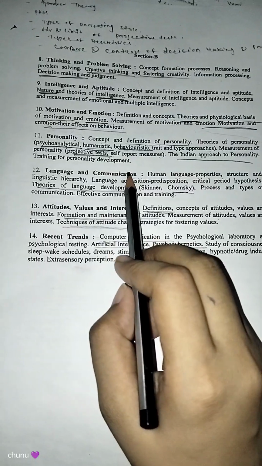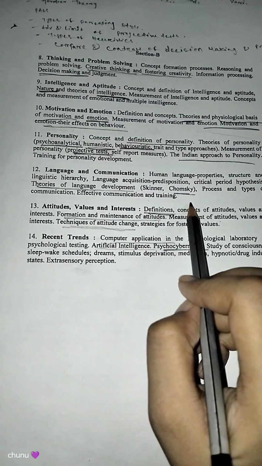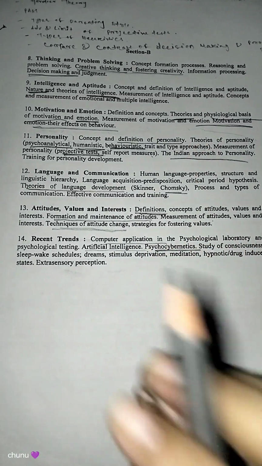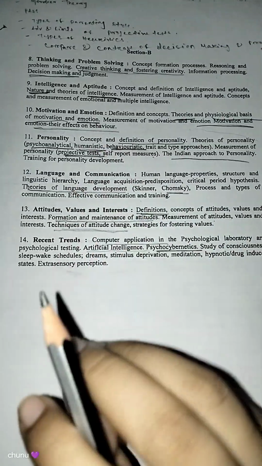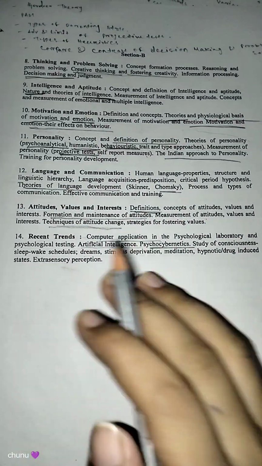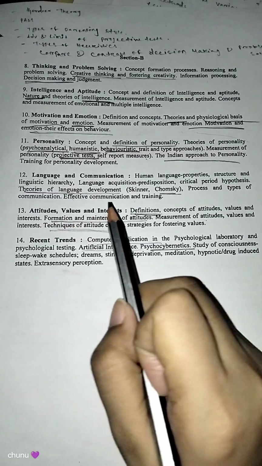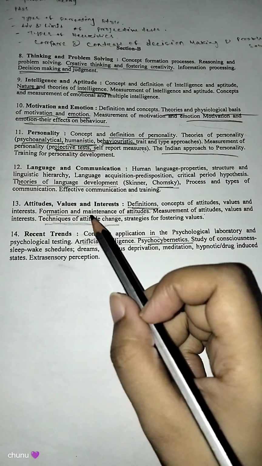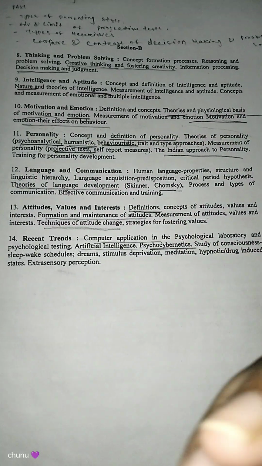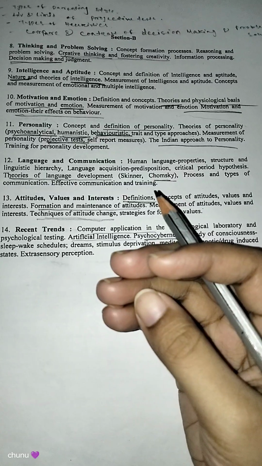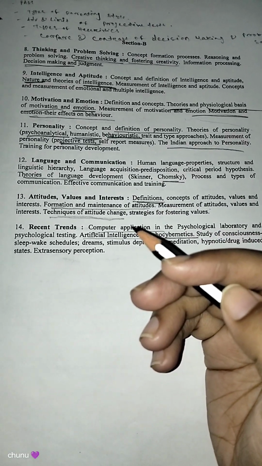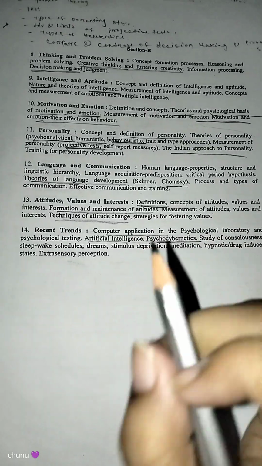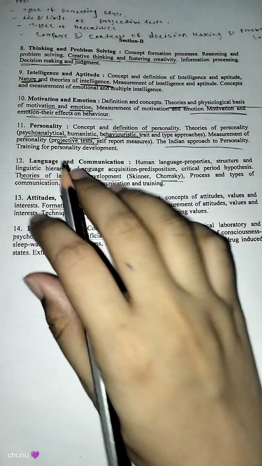Language and communication: I will say the Skinner and Chomsky theories are very important for language development, and we will discuss this chapter very thoroughly one by one, so just keep relaxed, don't worry. And the thirteenth is attitude, value and interest. Basically this comes under the definition. Then the formation and maintenance of attitude, how we form attitudes, whether attitude is learned, the environmental impact on human behavior, how attitude changes a person's behavior. So we will learn this from the thirteenth chapter.